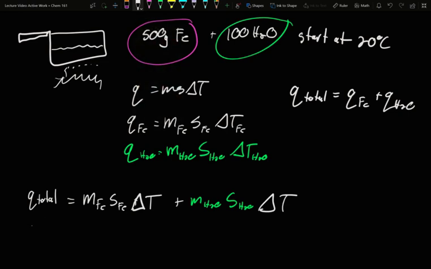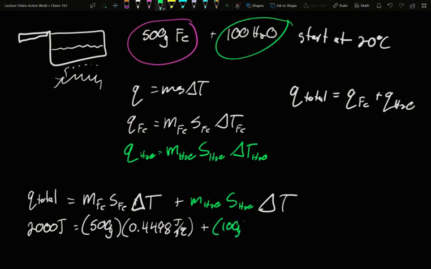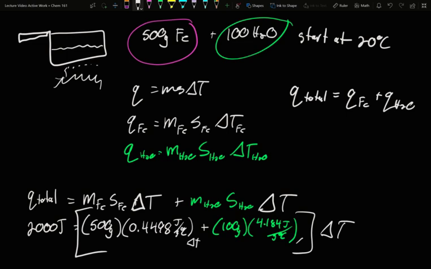So we can start changing a little bit. 2,000 joules must equal 500 grams for the iron, 0.4498 joules per gram degree Celsius for the iron, plus 100 grams for the water, and 4.184 joules per gram degree Celsius. And both of these must be multiplied by delta T. So they each would have had delta T on their own, which means we could have pulled it out and put it on the outside.